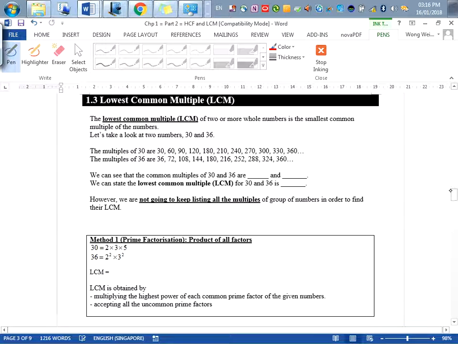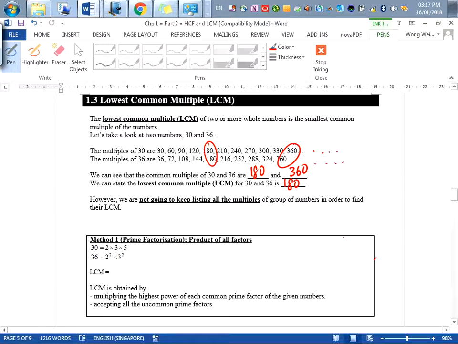Okay, now, if there are no questions, I will go on to the lowest common multiple. Then we go back to the same example, 30 and 36. Listing down all the multiples, we will see that there are some common multiples. Where are the common multiples? Can you find them? Oh, okay, 180. Any more? 360. There are some more, right? But can you see that this is very tedious? Very difficult, a lot of work to do. And the lowest common multiple is 180.